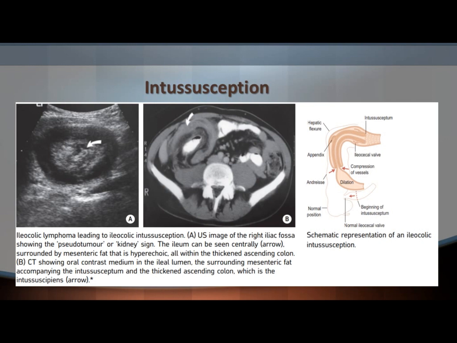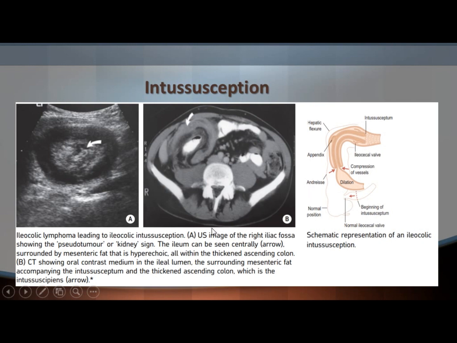Next subject will be intussusception. Usually the intussusception is ileocolic, where there's telescoping of the proximal part of bowel into a distal part. So it's logical that it will cause obstruction of the lumen. You can see here.